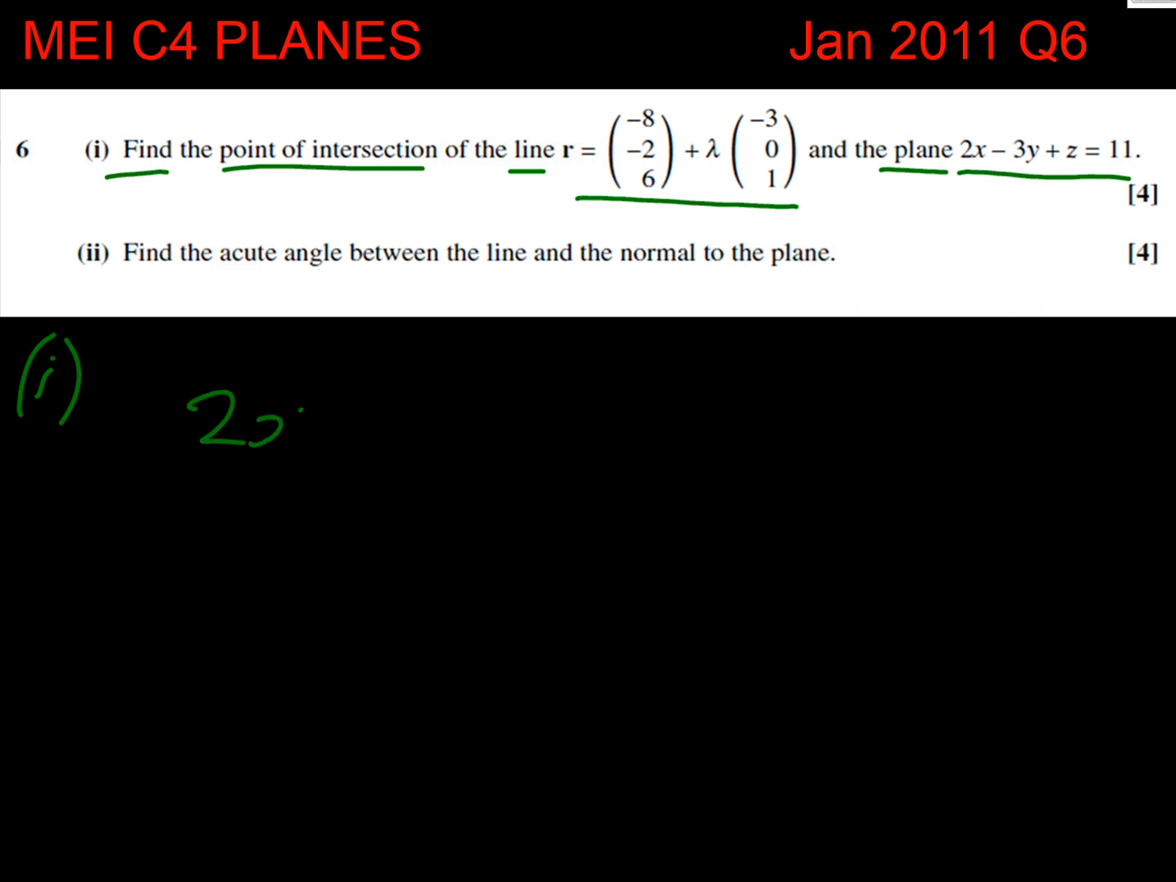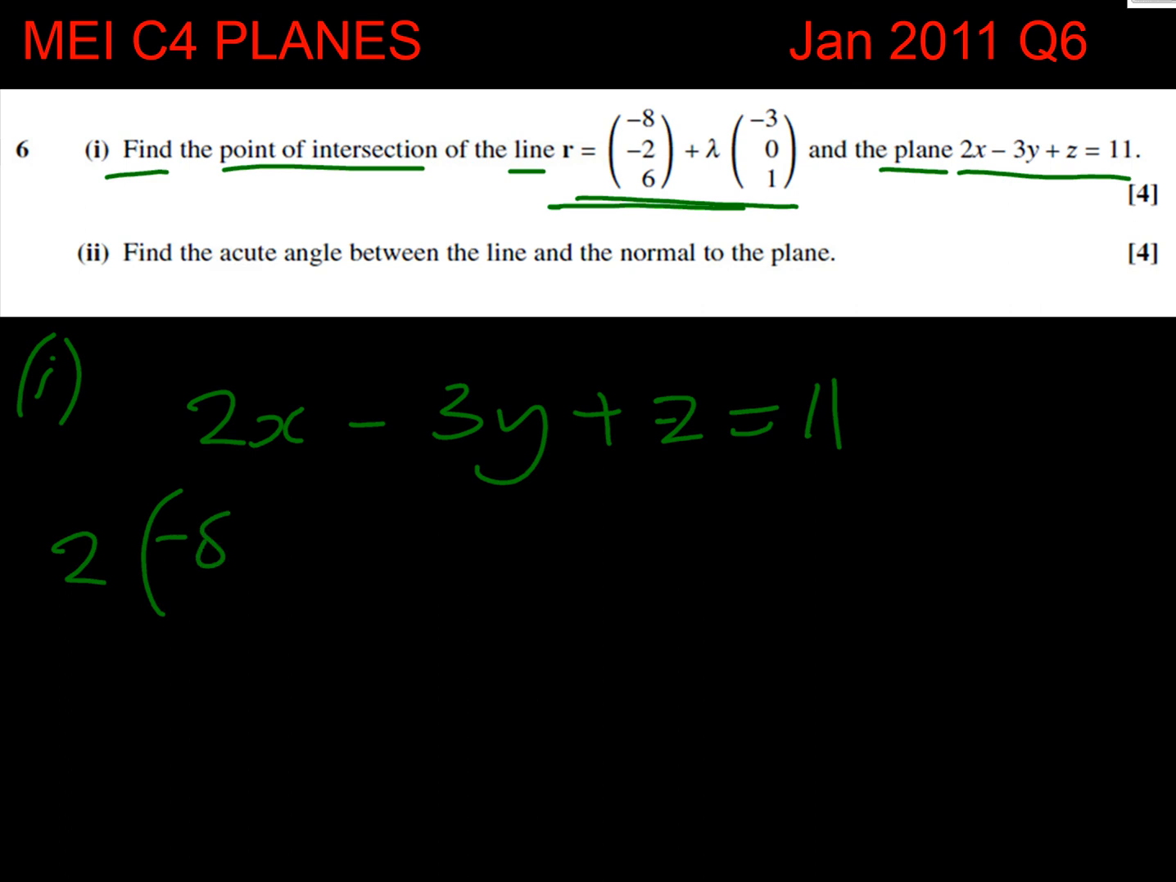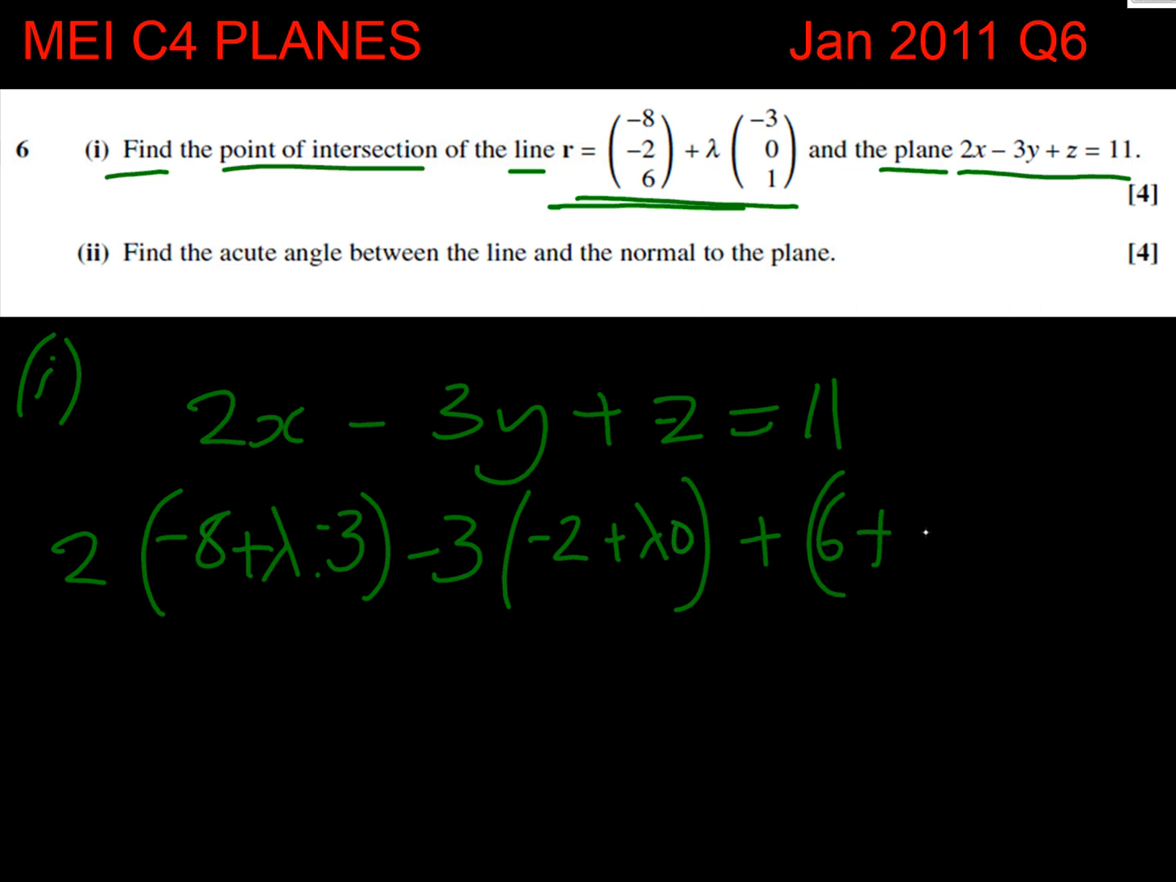So here's our plane equation, 3y plus z equals 11. There we go, and we're going to substitute in our line equation. So the x value is minus 8 plus lambda times minus 3. Then we've got 3 lots of minus 2 plus 0 lambda, so that gets rid of that. And finally, z is 6 plus lambda times 1, and that's all got to equal 11.